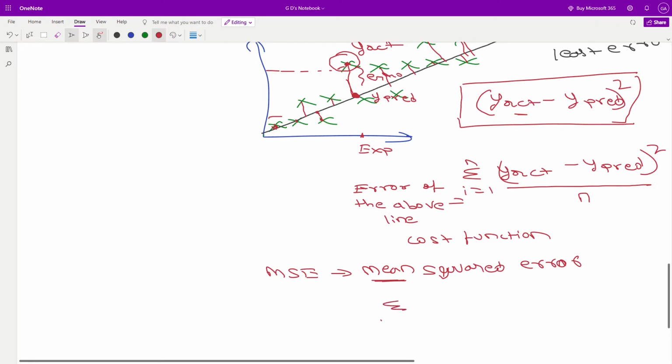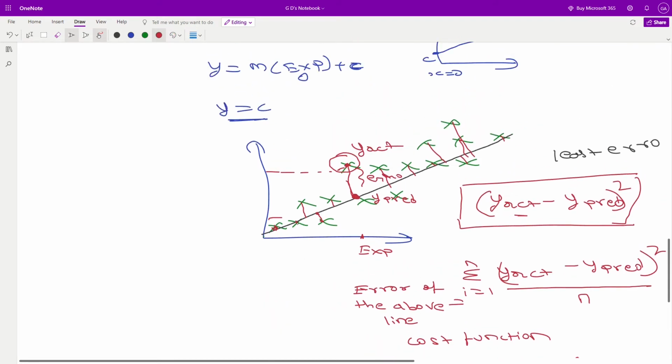It is summation of i equal to 1 to n. Mean means you add up and divide by n. So you're calculating the error, squaring it to avoid negative values, and dividing by n. This becomes your mean squared error. So ultimately this becomes the error of this particular line, right?